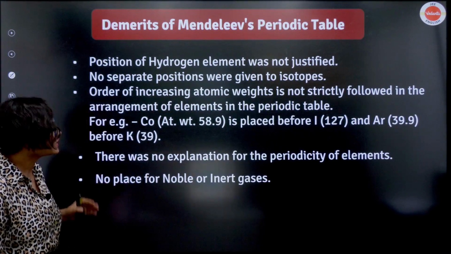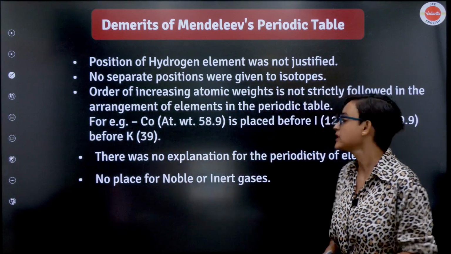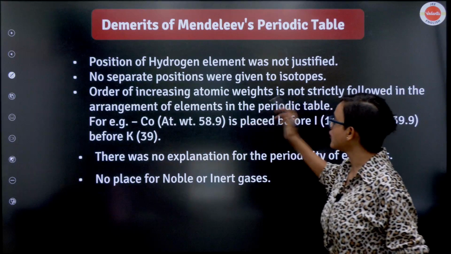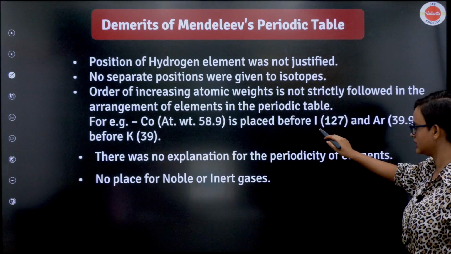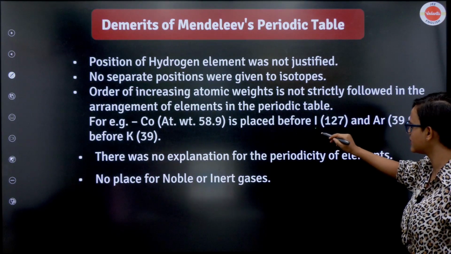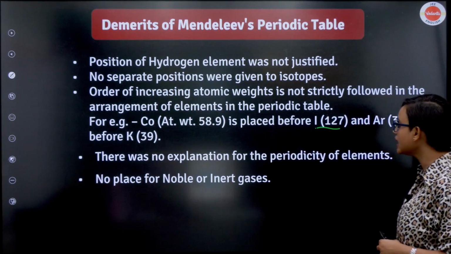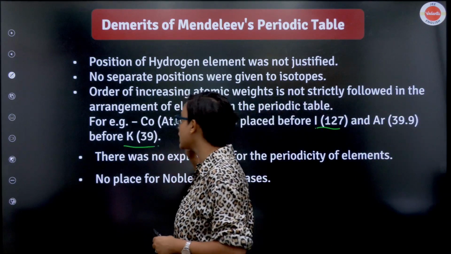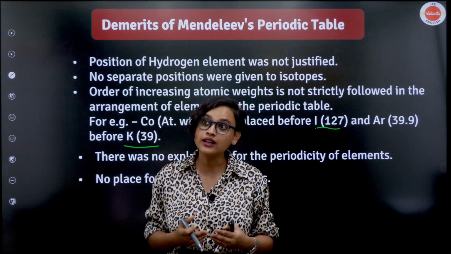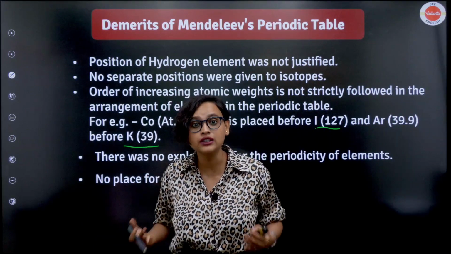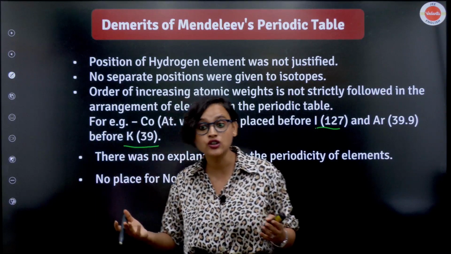So, the order of increasing atomic weights was not even strictly followed in the arrangement of elements in the periodic table. What he did was, cobalt, atomic weight 58.9, was placed before iodine, 127. That does make sense, 127 is supposed to be later, right? And argon 39.9 was placed before potassium 39. So, that was basically deviating from his own laws. He prepared the law and said that according to atomic weight we will arrange it, but then we saw that was not the case.